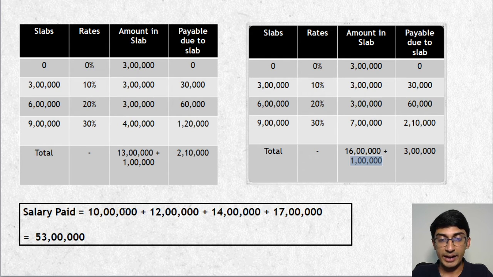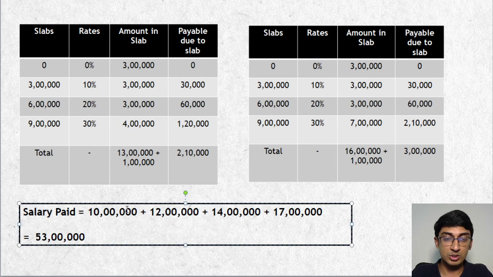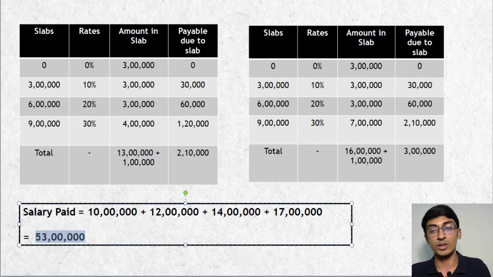Which means each employee has to earn 10 lakh, 12 lakh, 14 lakh and 17 lakh respectively, which will give us a total of 53 lakhs that the company is paying to all its employees. If the company is paying 53 lakhs to its employees, that is the answer that we have to print out. So we have to print out 53 lakhs as the output.